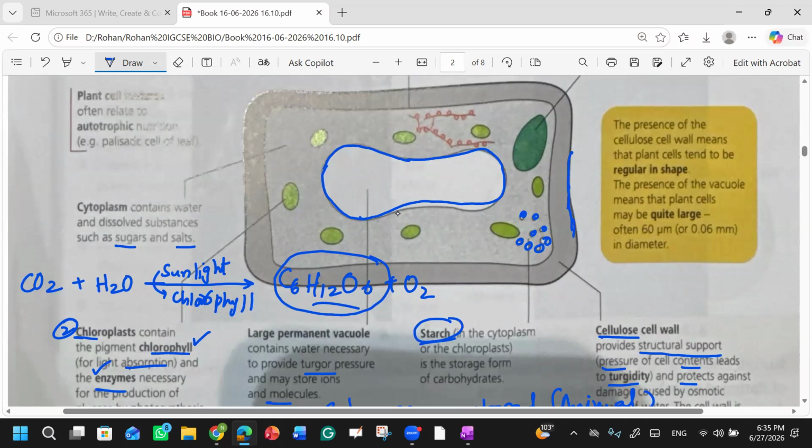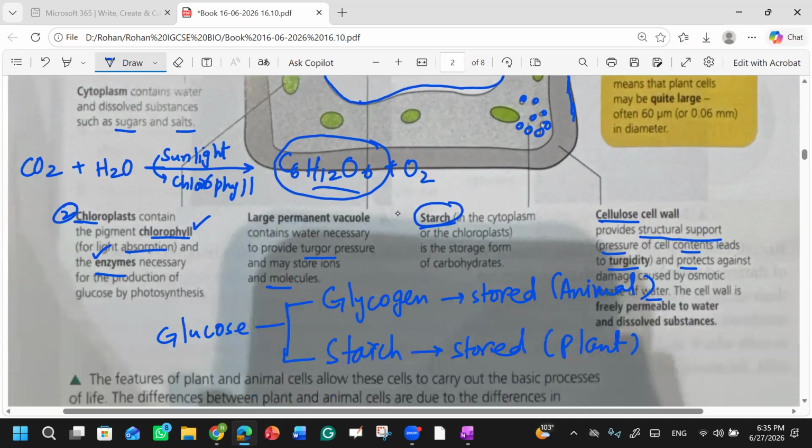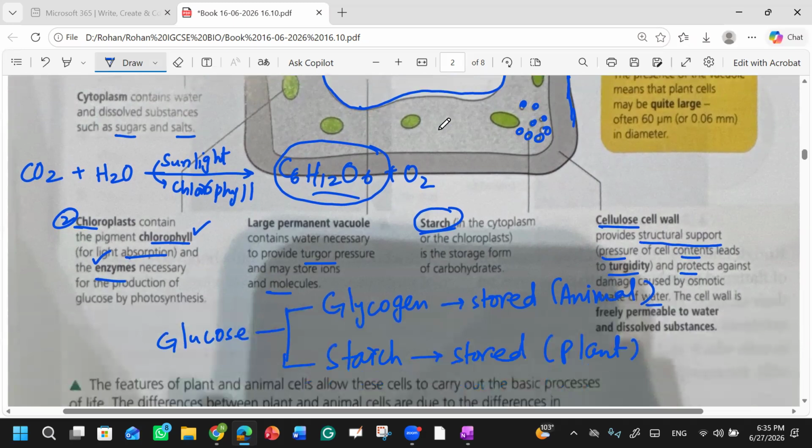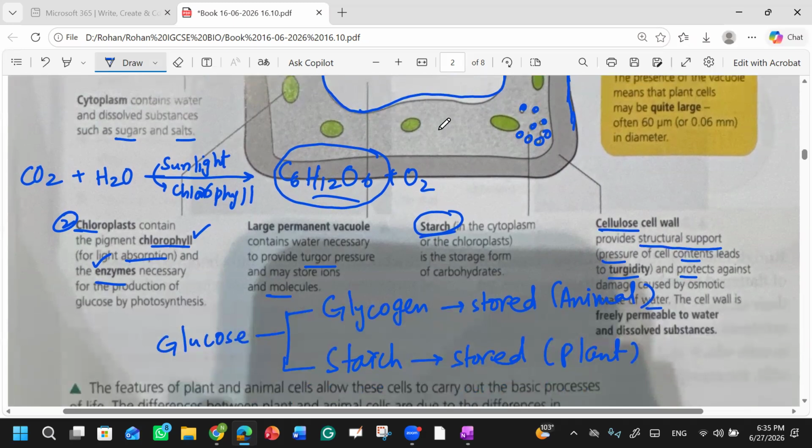Since there is more water in them, to avoid bursting, they have a strong cell wall, which provides structural support against the pressure of the cell content. It provides turgidity to the cell and protects against damage.